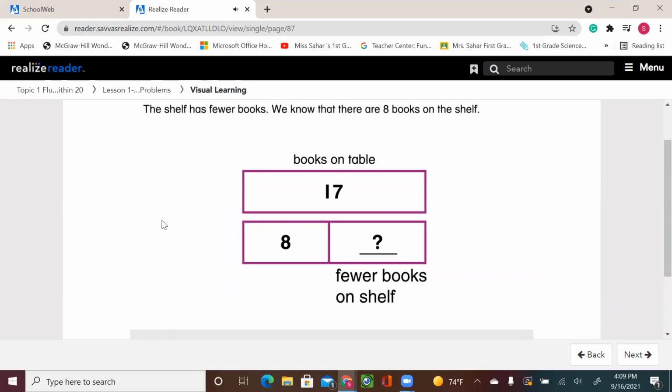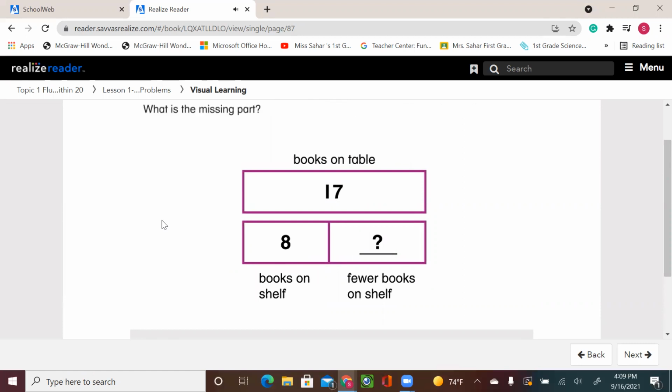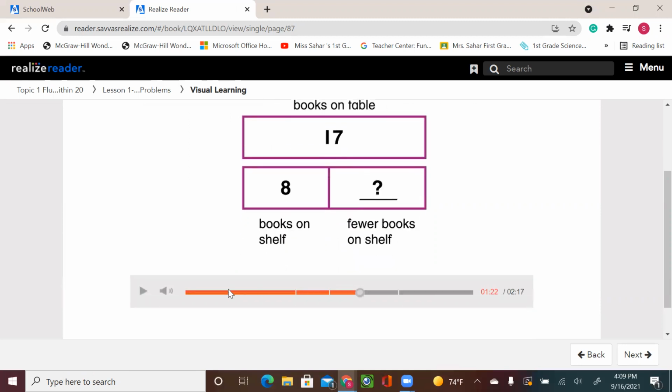The shelf has fewer books. We know that there are 8 books on the shelf. What is the missing part? The number of books on the table, or the second addend. We need to find how many fewer books are on the shelf. How can you find the value of the missing part?